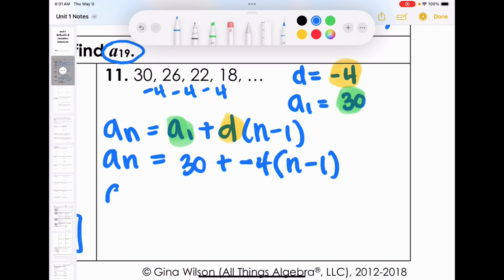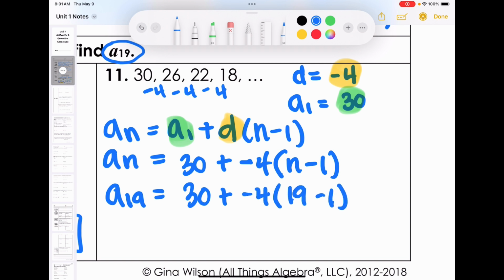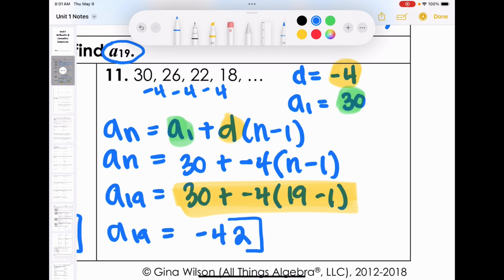All right, now we want to find the 19th term. So all of my n's are going to change to the number 19. And then I'm going to plug that in my calculator. And that's going to give me negative 42.